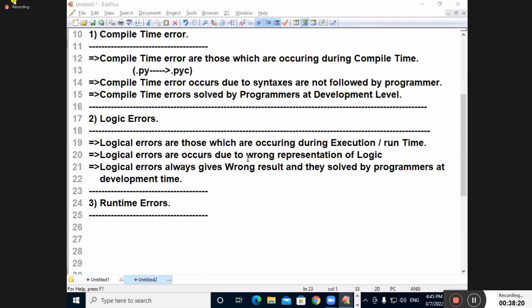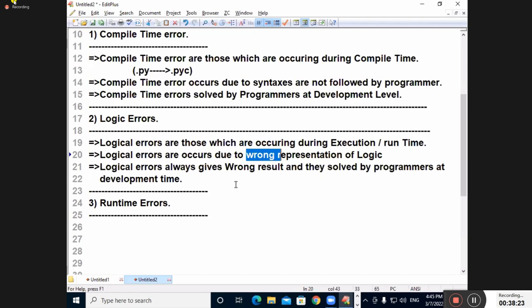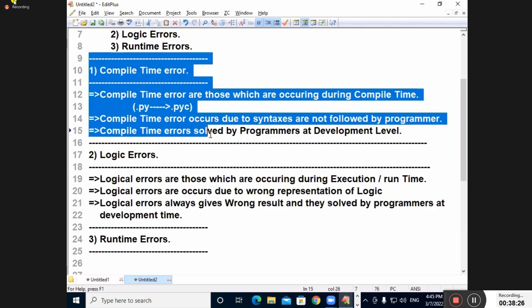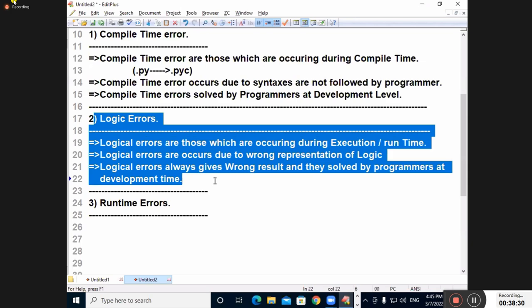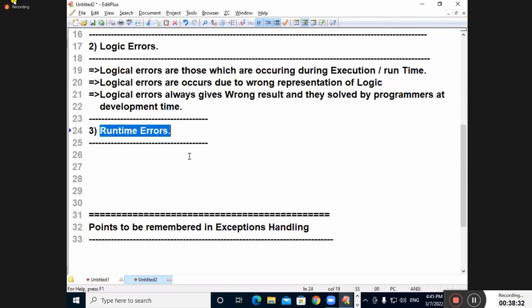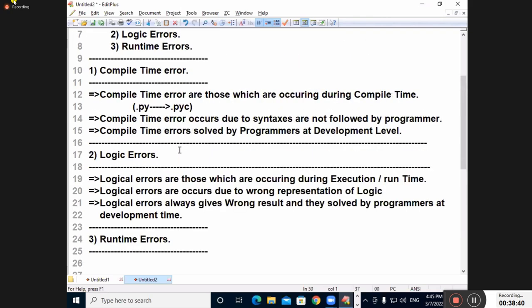Wrong representation of logic. Now, in exception handling, compile time errors will not come under exception handling, and logical errors will not come under exception handling. Exception handling always deals with what? Yes, this is so powerful. Of course, I don't want to boast about myself.